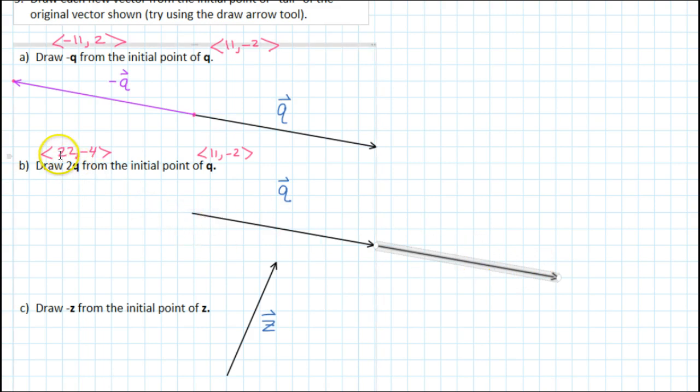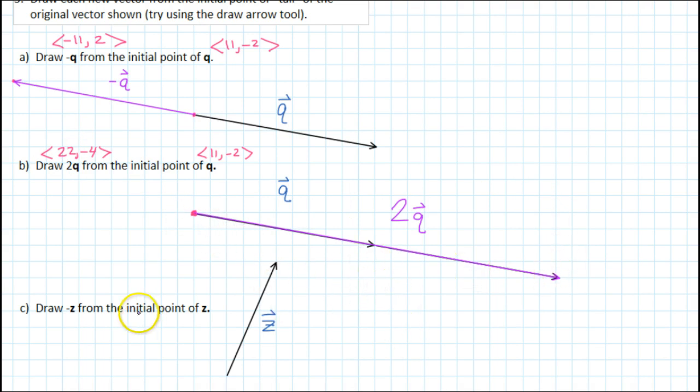So if I make one vector that's this length, then that should be 22 comma negative 4 starting from the endpoint as before. So here's vector 2q shown in purple, stretching from the initial point all the way to the terminal point over here. And as you can see, it is 22 over and 4 down from the initial point.